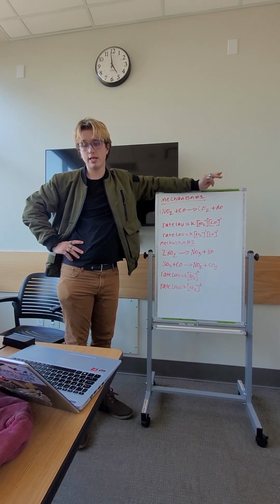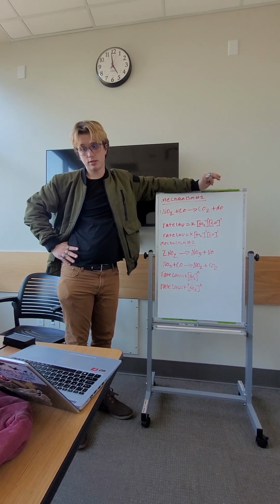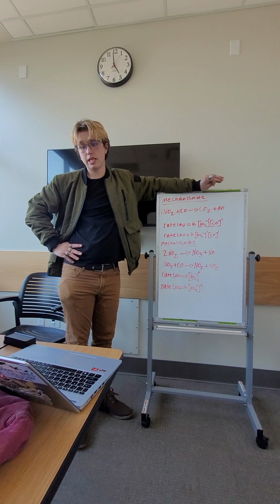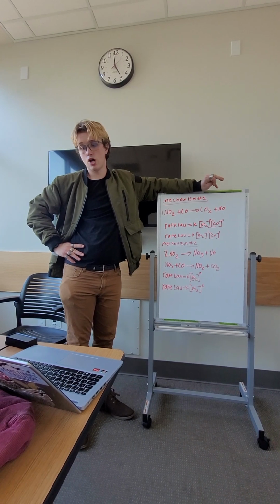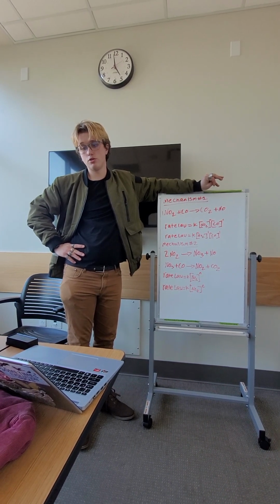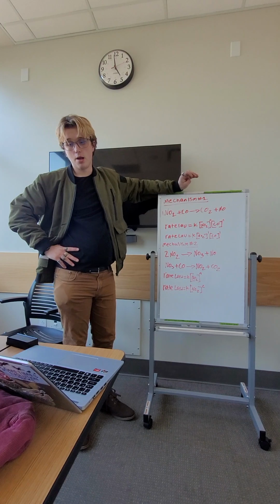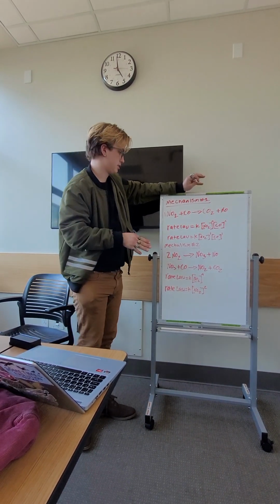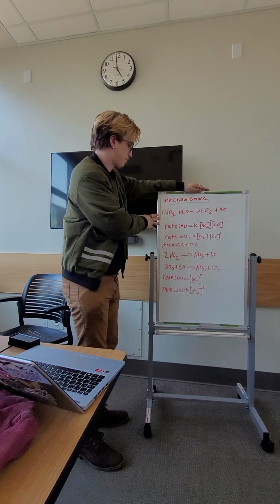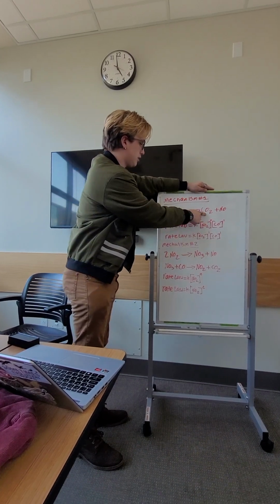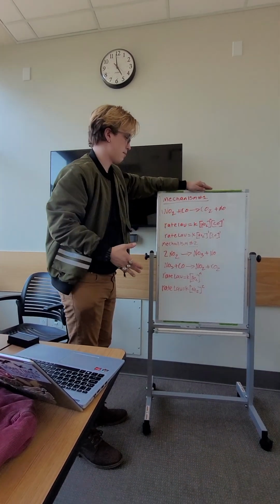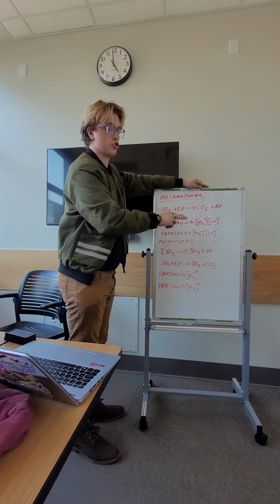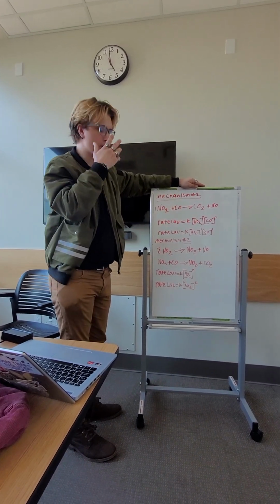In one possible mechanism, products form directly from a bimolecular collision that directly transfers an oxygen atom from NO2 to CO. Part of the question is it asks us to devise the rate law for each mechanism. We're going to do mechanism 1 first. So this is the whole mechanism. It's the bimolecular collision. It's just an elementary reaction.